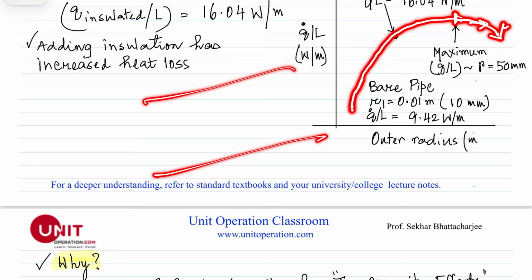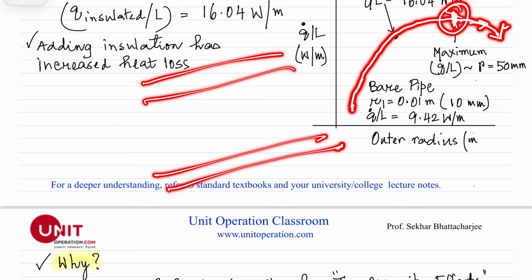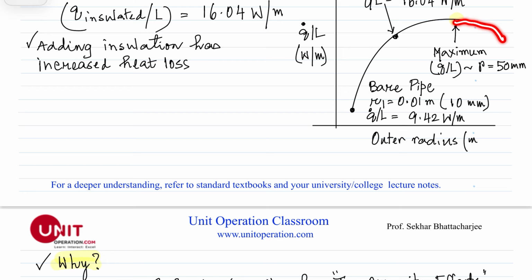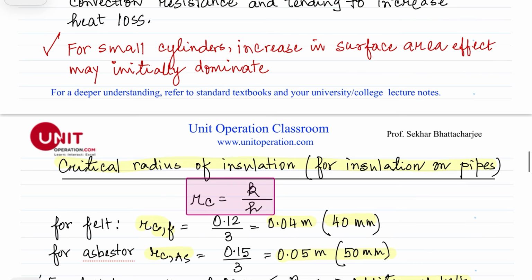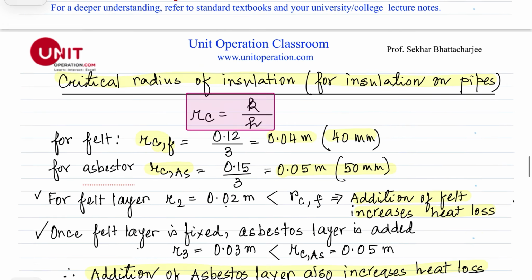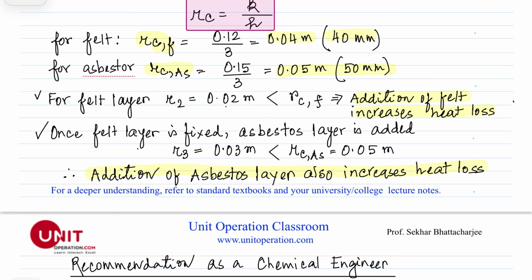Normally for big pipes, this value is very, very small. So adding the insulation automatically decreases the rate of heat transfer. But for very small pipes, initially the rate of heat transfer increases by adding insulation. And after the critical insulation point, of course, if you add insulation, the rate of heat transfer decreases. Again, just read any standard textbook. So addition of the asbestos layer also increases the heat loss.